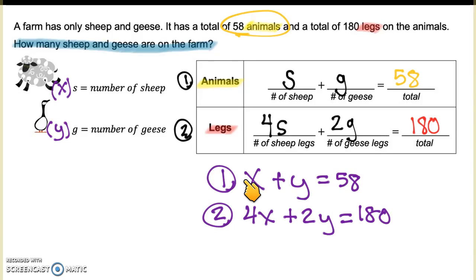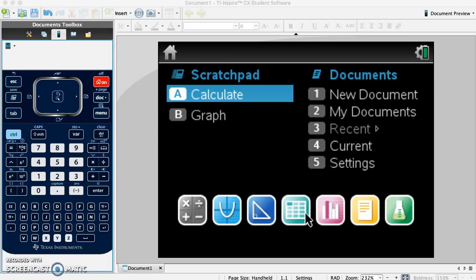And so now I can take this system and we can type this in our calculator and we can see if there is a solution, and then we can find that solution. So we're actually going to do that part together. So now we can focus on finding the solution to our system.